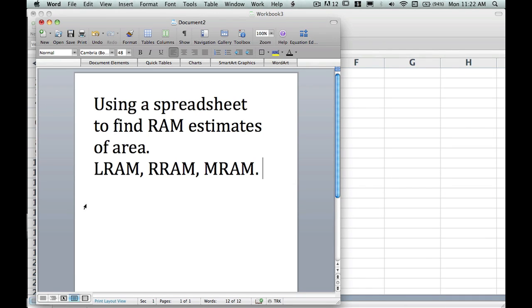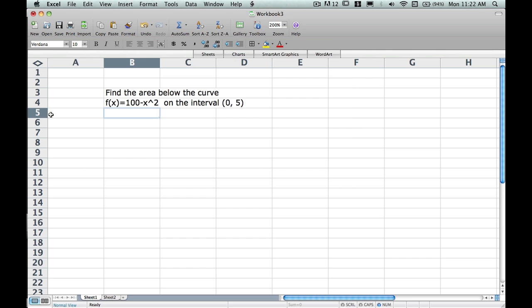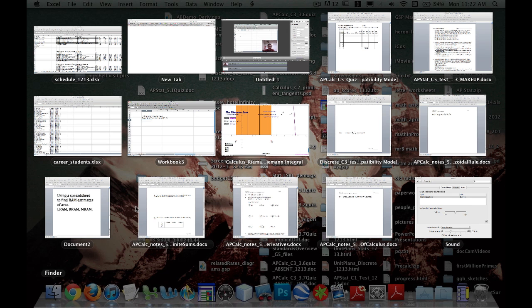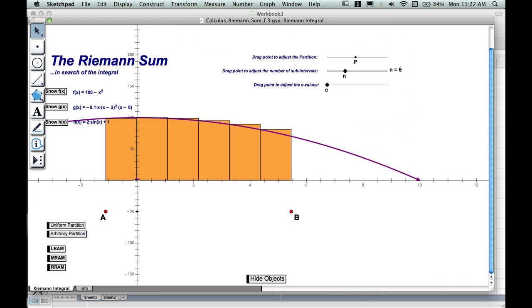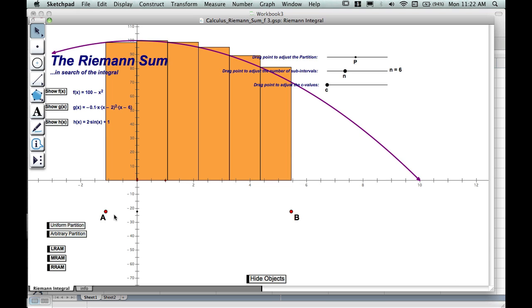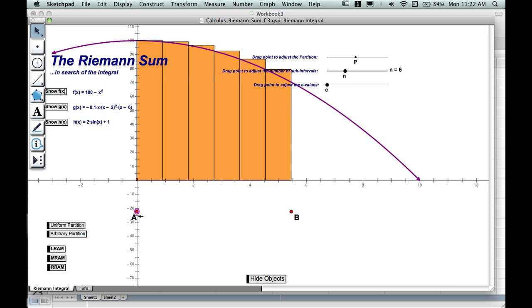Okay, in this video we will be using a spreadsheet to find RAM estimates of area, LRAM, RRAM, and MRAM. I've chosen a function for us to work with. We're going to find the area below the curve, f of x equals 100 minus x squared, on the interval 0 to 5. And I want to go ahead and look at this function. If we have the function 100 minus x squared, and we look from 0 to 5, we're looking for an area about like this.